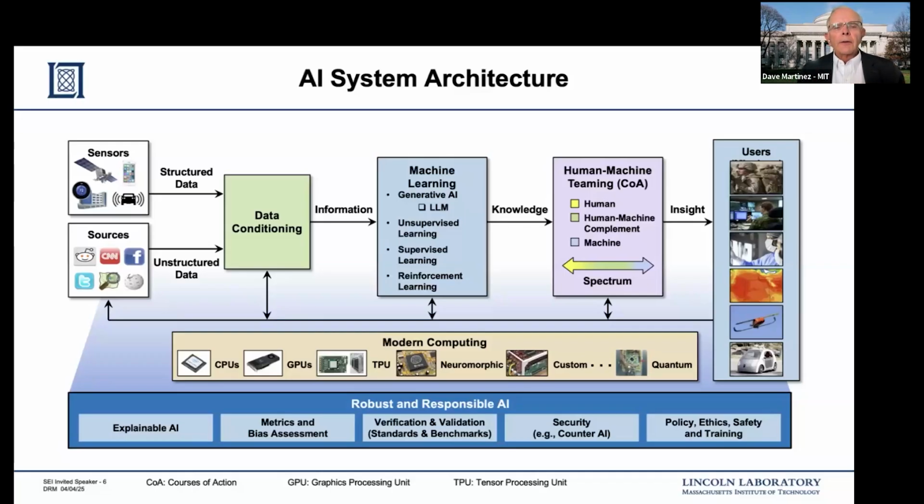All of this rides on the substrate of modern computing, and the dominant parts of that are graphics processing units, for example the ones from NVIDIA, or the tensor processing units, the ones from Google, for example. However, we can't properly design, develop, and deploy AI unless we seriously take a look at robust and responsible AI. And I put some indicators here.